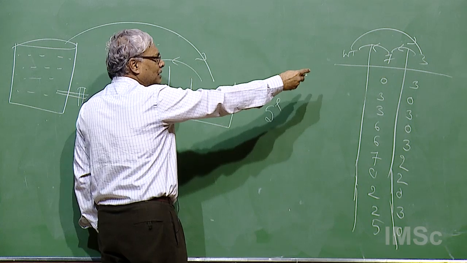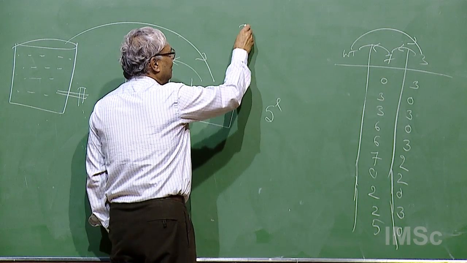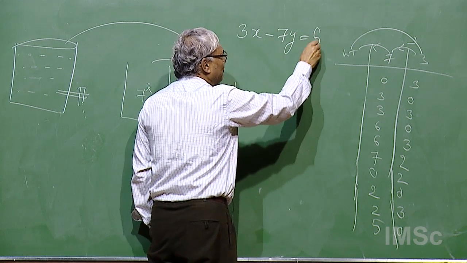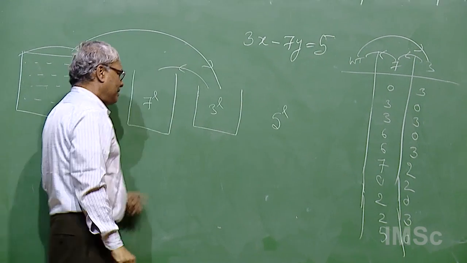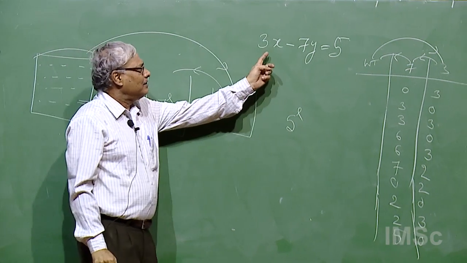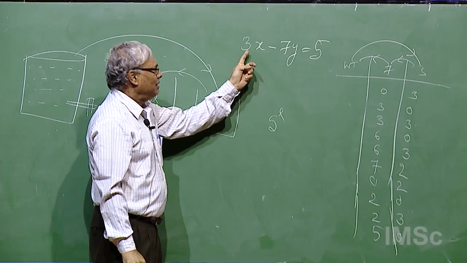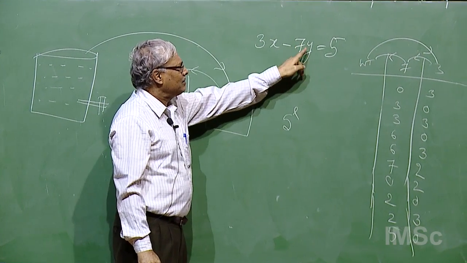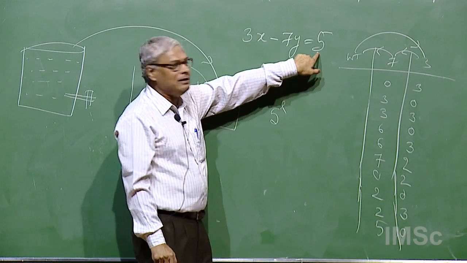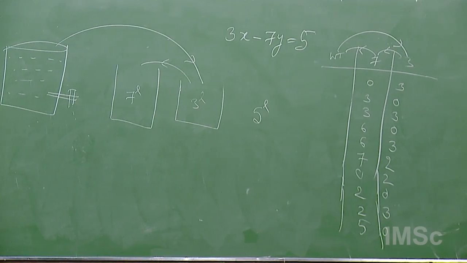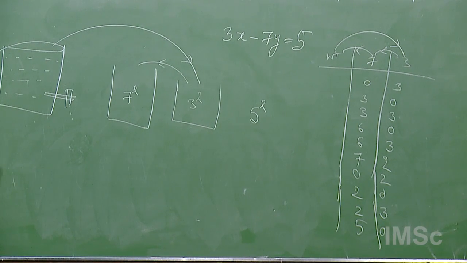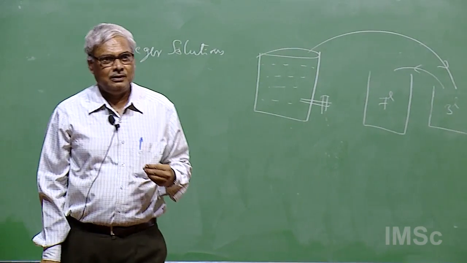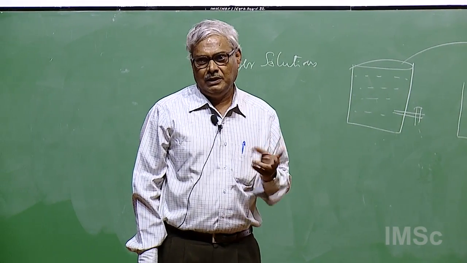Since you are filling up from the 3-liter can to the 7-liter can, I'm going to write this equation, 3x minus 7y equal to 5. 3 and 7 are the capacities of these cans. And since you are transferring from 3 to 7, I'm writing plus 3 as the coefficient of x and minus 7 as the coefficient of y. And we need 5 liters, so I'm writing 5 there as the constant term on the right side. Now, this is a single equation in 2 unknowns. Normally, to solve for 2 unknowns, we need 2 equations.